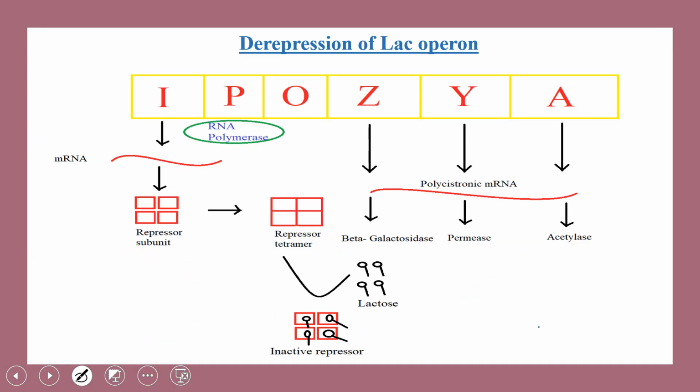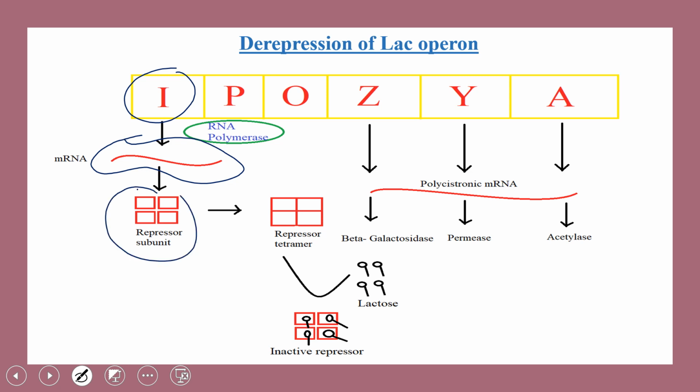This is the derepression of the Lac Operon. If you see here, the I, that stands for the regulatory gene, will synthesize the mRNA. The regulatory gene will transcribe to form the mRNA, and this mRNA will translate to form the repressor subunits. These repressor subunits will attach to form the repressor tetramer. So I was talking about the repressor.